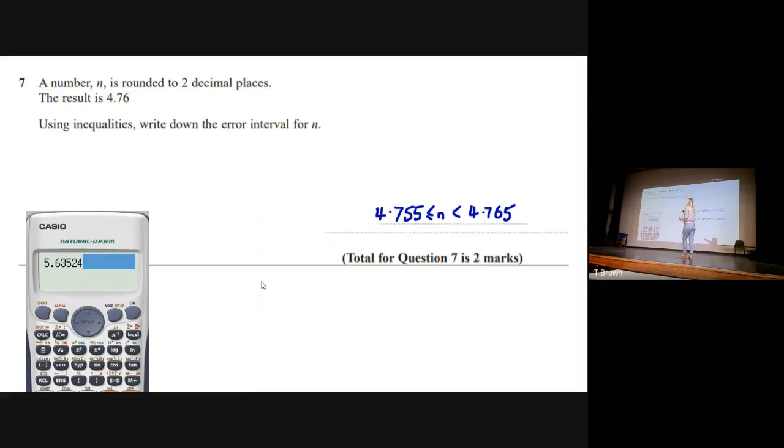So what is the smallest number that 4.76 could have been to round to 4.76? It's going to be 4.755. If it was any smaller than that, it would have rounded down to 4.75. So 4.755 is the smallest it could be. n is the number we've got. So n, whatever it was before we rounded it, could have been as small as this, and it could have been as big as this.